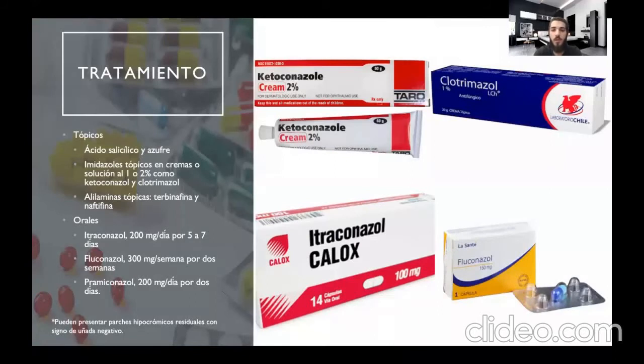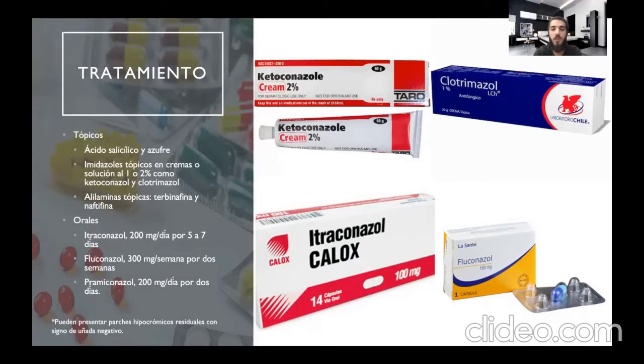Tinea versicolor can be successfully treated with various agents. Effective topical agents include salicylic acid and sulfur, topical imidazoles in creams or solutions, such as ketoconazole and clotrimazole, and topical allylamines like terbinafine and naftifine. Some oral agents, such as fluconazole and itraconazole, are the preferred drugs for oral treatment. Pramiconazole has also been used in the management of tinea versicolor.